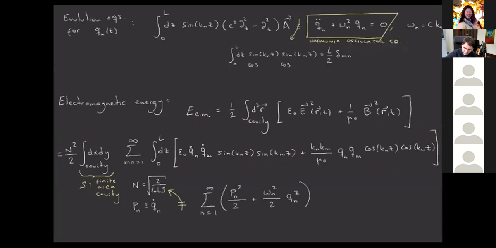So, can anyone recognize what this is? I hope that you are all familiar with this. It's one of the first examples that you study in classical mechanics. This is the Hamiltonian of a harmonic oscillator, and therefore the electromagnetic energy is just equivalent to the Hamiltonian of a collection of independent harmonic oscillators.